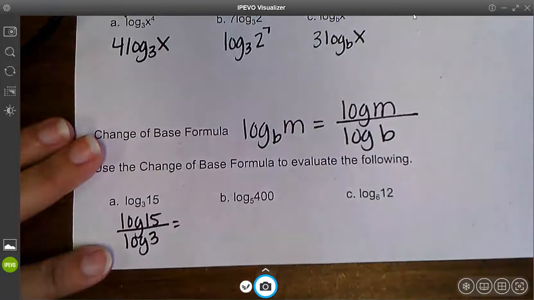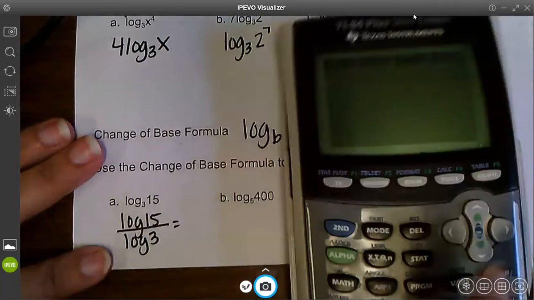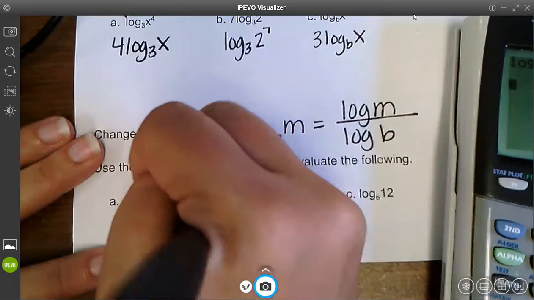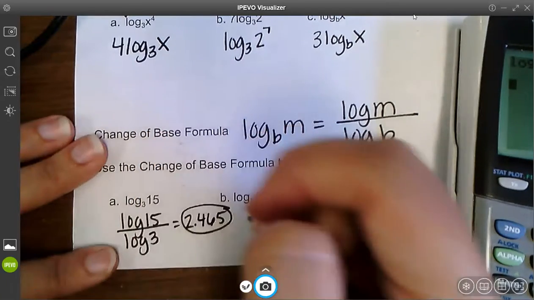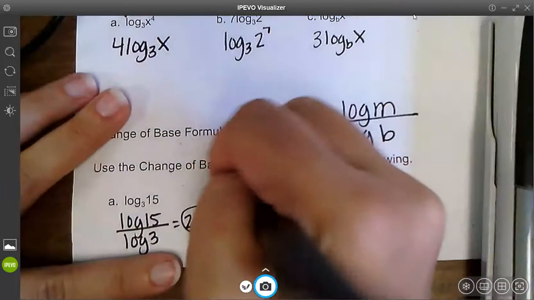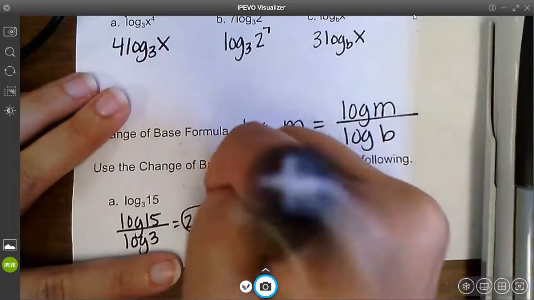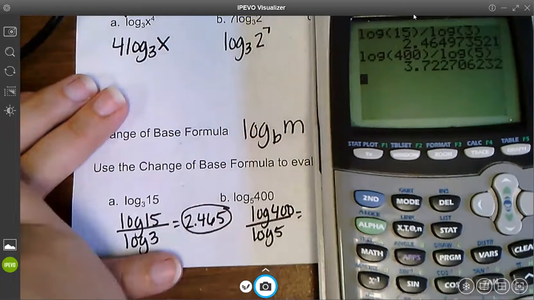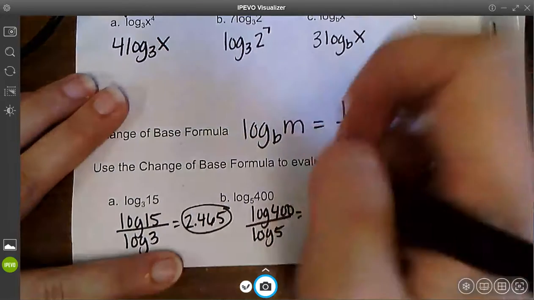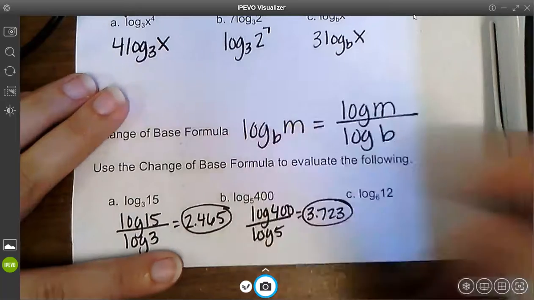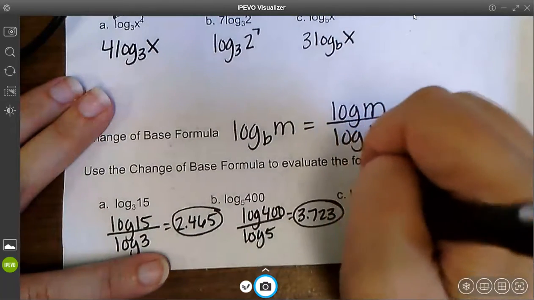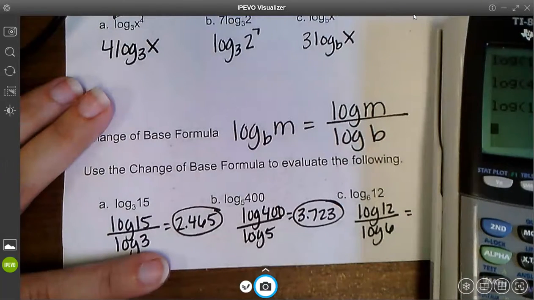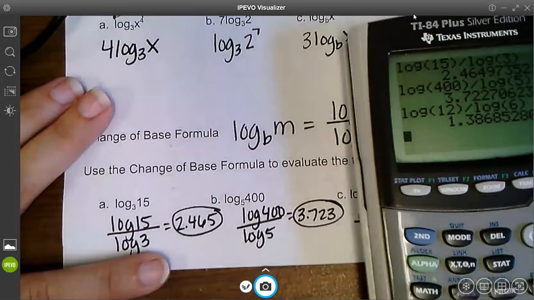And I can plug that into this calculator. Just make sure that you end those parentheses. You can plug this into the calculator on your phone or whatever. 2.465. Here, this one will be log of 400 divided by log of 5. 3.723. And then the last one, log of 12 divided by log of 6. 1.387.